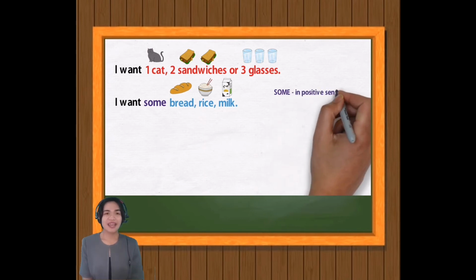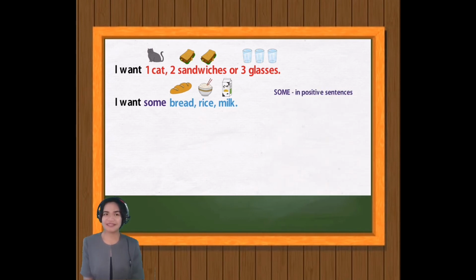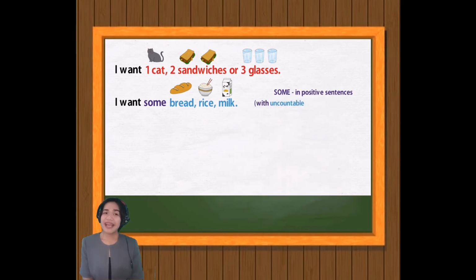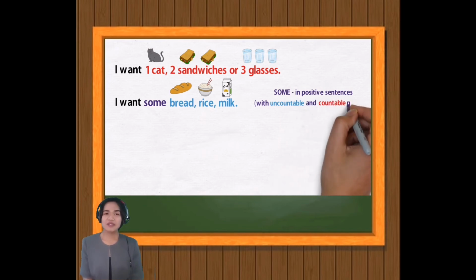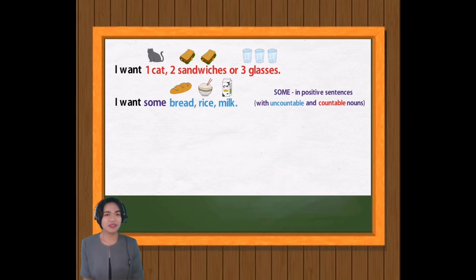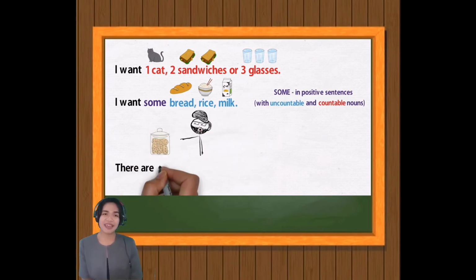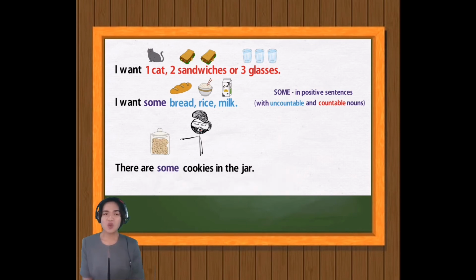Some is used in positive sentences. As you can see here, we use it with uncountable nouns. However, we can use it with countable nouns if we don't know the exact number of something. For example, if you see a jar of cookies, you can say, there are some cookies in the jar.